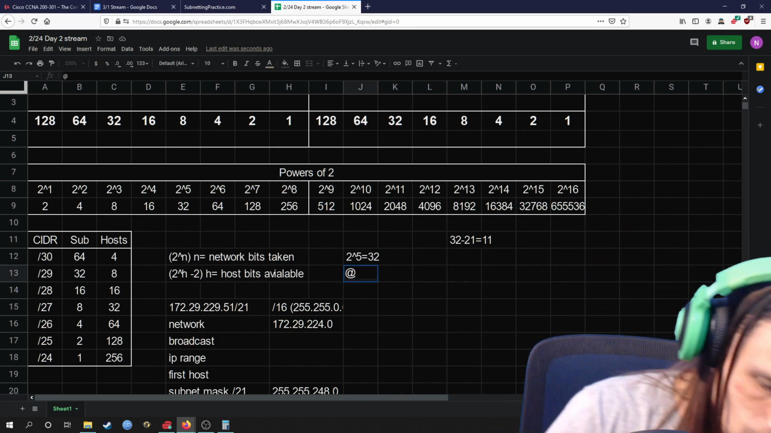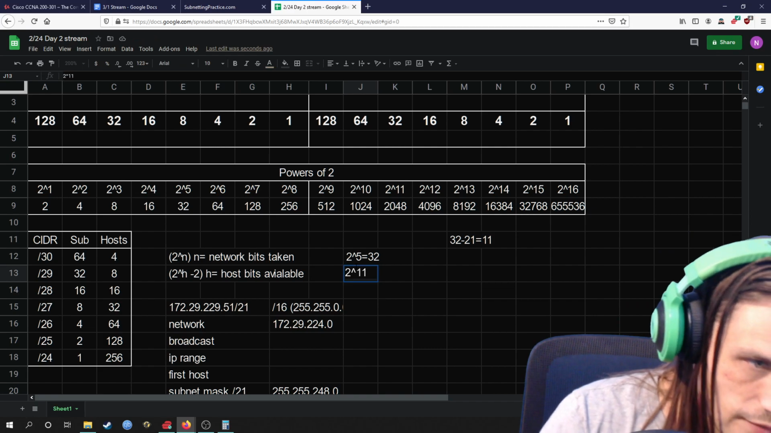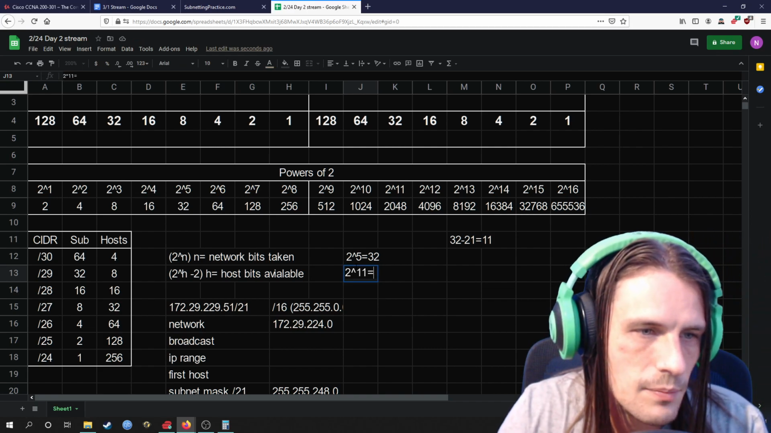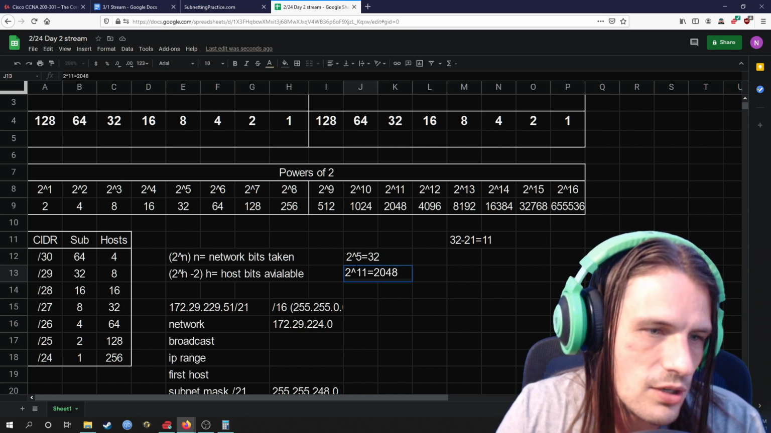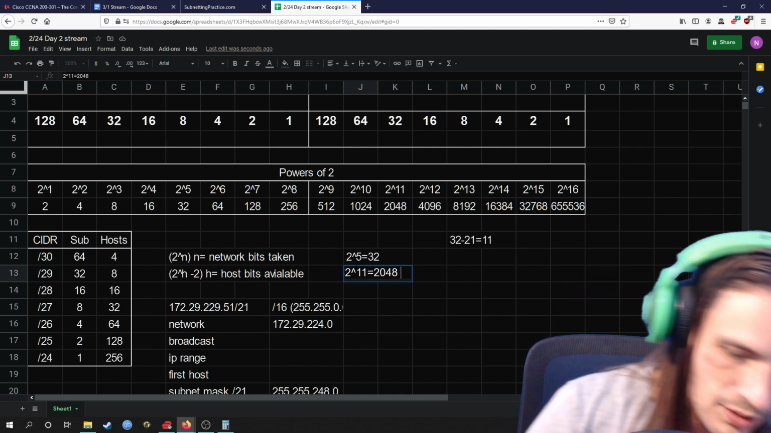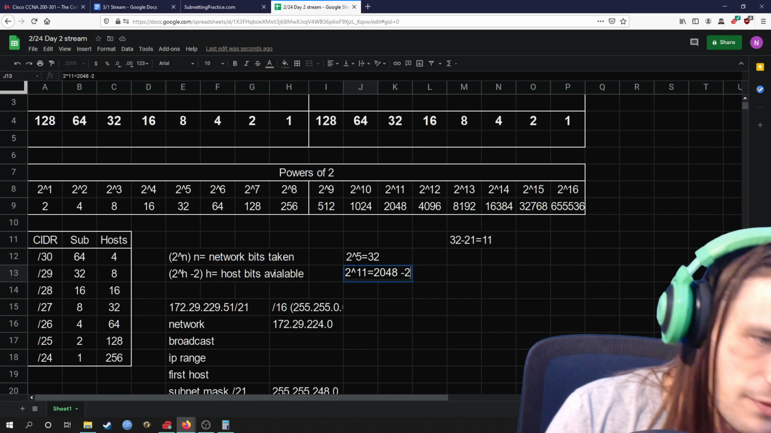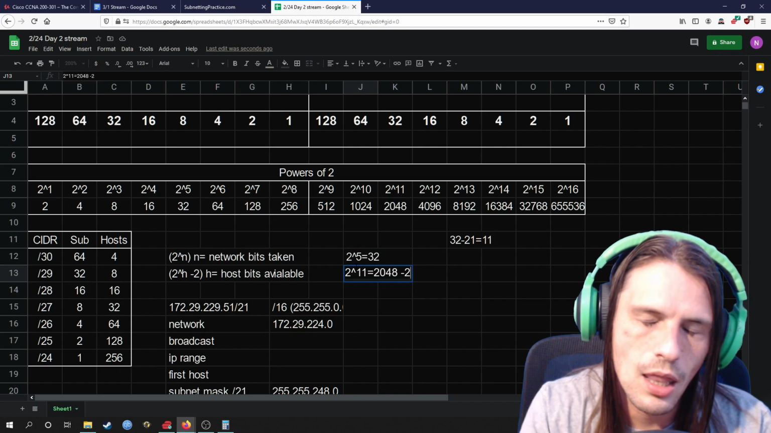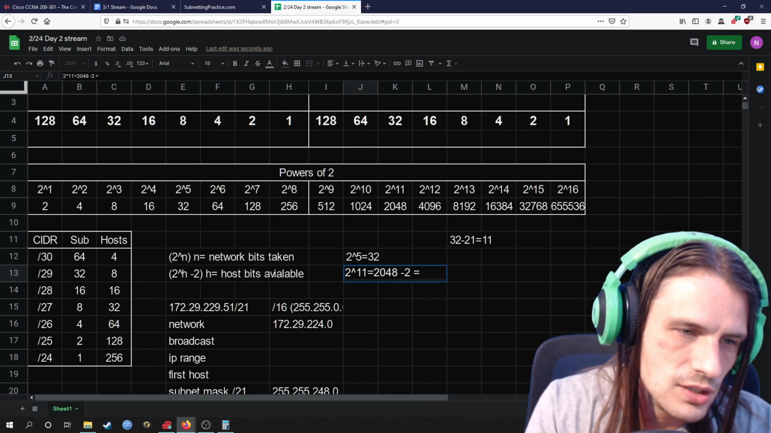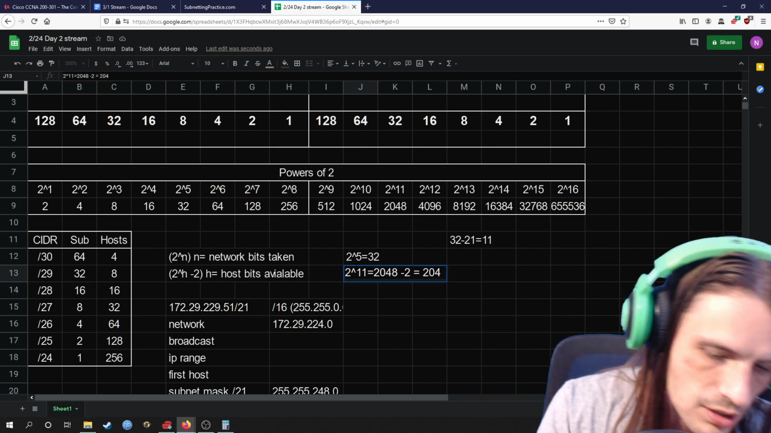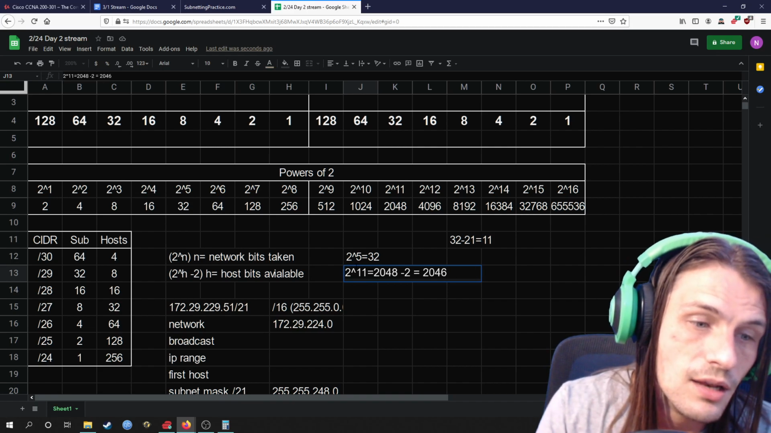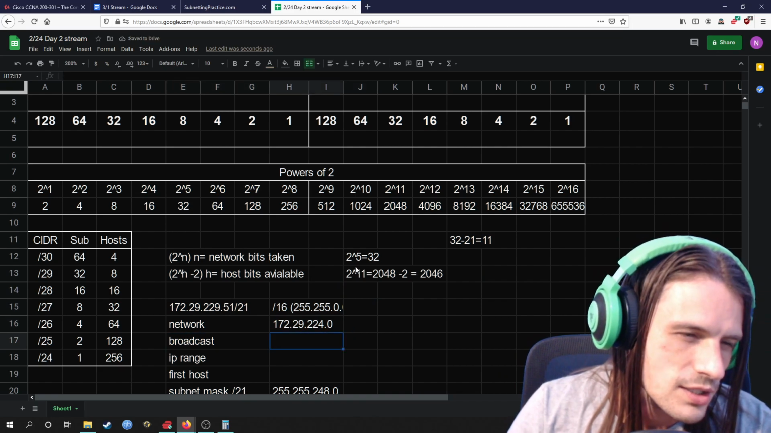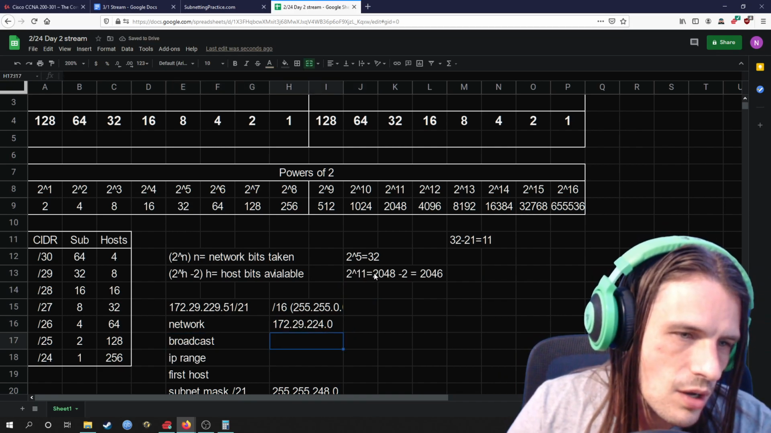So you're going to have 2 to the 11th, which I hope I don't have anything this big on the exam. That's 2,048. But then you have to remember to minus 2 off of it for your broadcast and your network. So that's actually going to equal 2,046 available IP addresses.